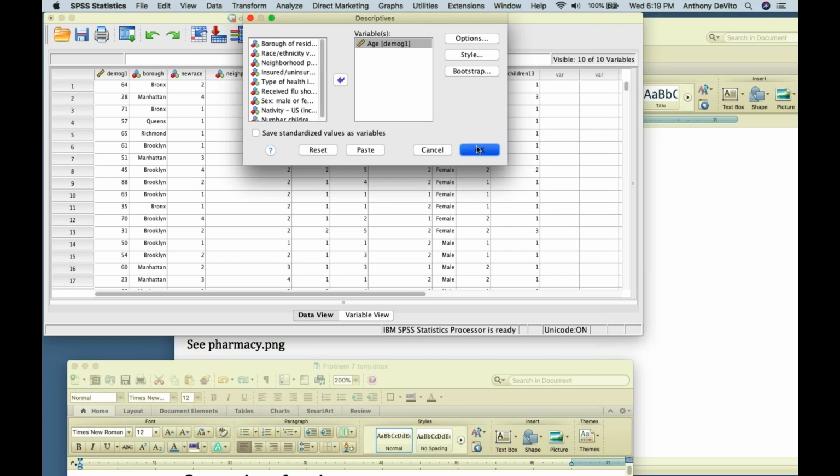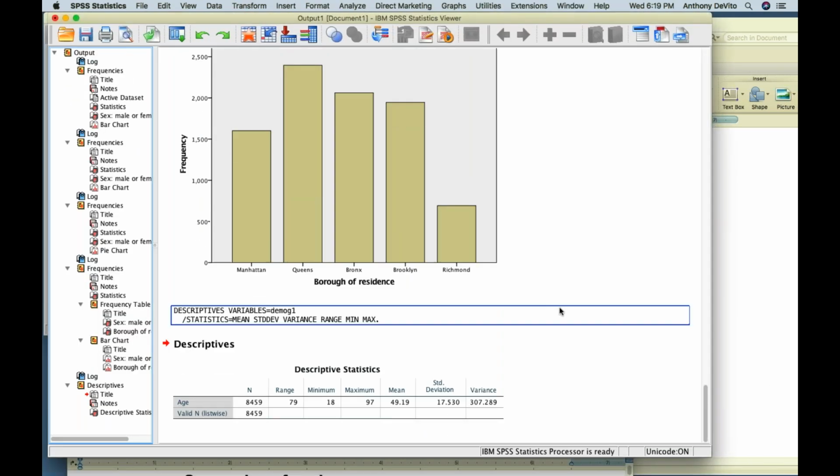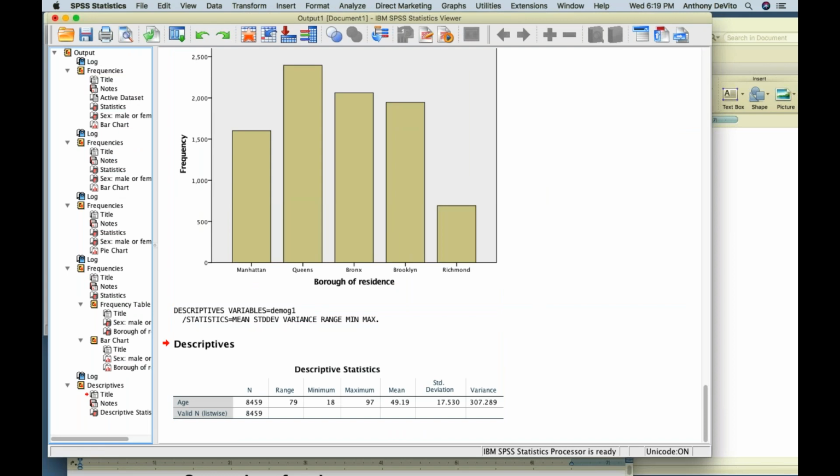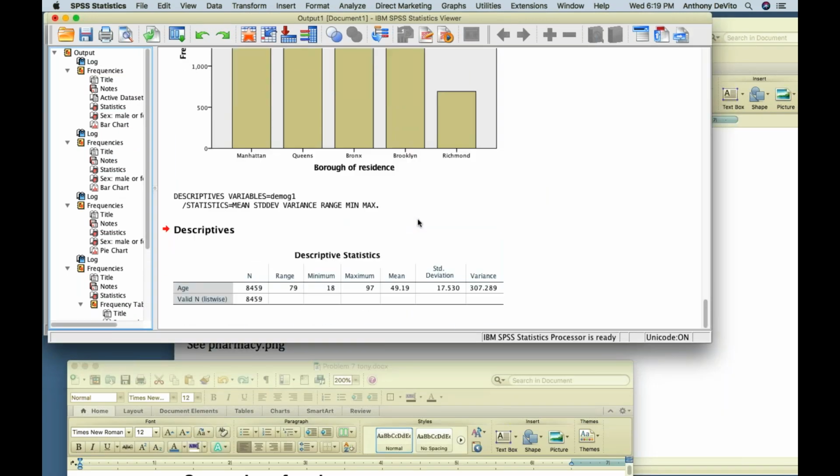Bingo. What's going to happen? The output window is going to pop up. There's the output window. It's going to add the results to the bottom. I'm going to drag this up so we can see it a little bit. And what do we have? Well, again, there were 8,459 people that they surveyed. The range was 79 years, from 18 to 97. The oldest person surveyed was 97. The youngest person surveyed was 18. Again, they only took people over 18. The average age was 49.19.